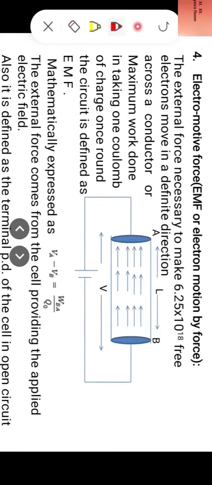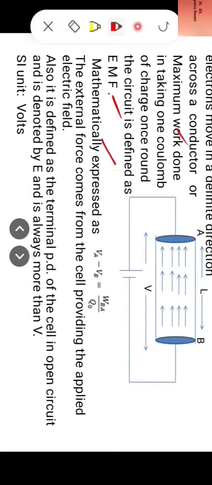Fourth, electromotive force or EMF, or electron motion by force. The external force necessary to make 6.25 into 10 raised to power 18 free electrons move in a definite direction across a conductor is called EMF, or the maximum work done in taking 1 coulomb of charge once round the circuit is defined as EMF.